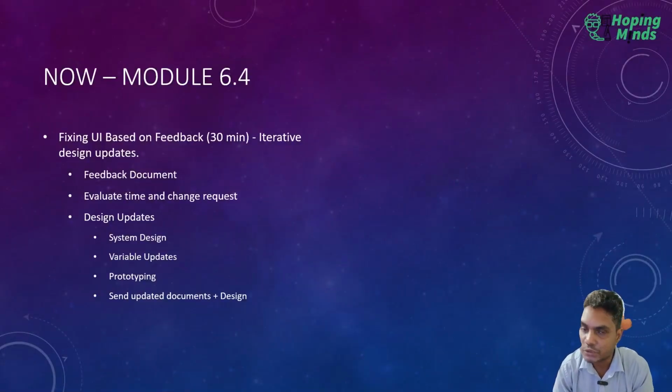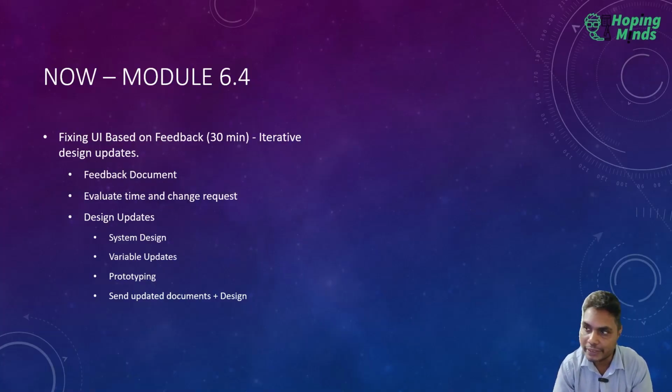Now we are at module 6, chapter 4, wherein we will be working on fixing UI based on feedback. So first, before you fix UI, you would have to know how you are going to receive the feedback. Is it going to be part of a document? Is it going to be inserted in comments? Or how are you going to manage all the feedback through documentation?